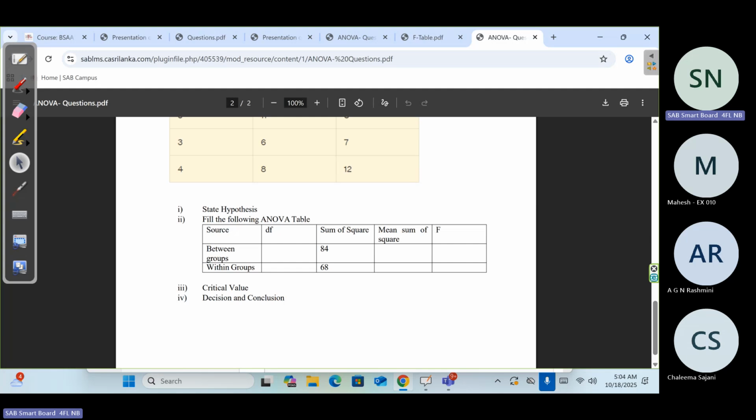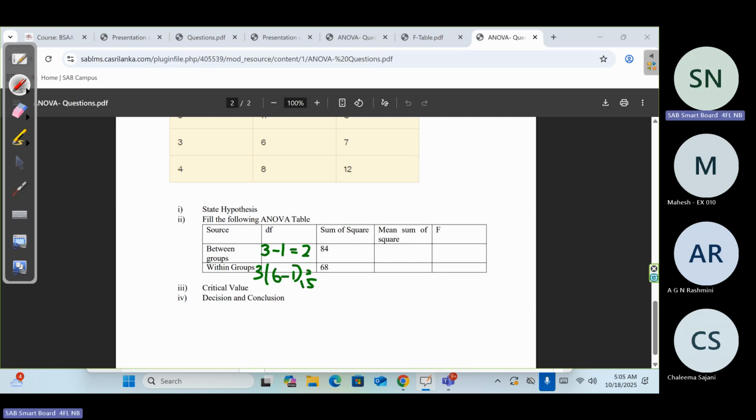Then here three groups are there, no? H naught is mu1 equal mu2 equal mu3. H1, at least one mean is different from the others. Then next one is the ANOVA table. What is the value in here? 3 minus 1 equal 2. Okay. Then the other one is 3 into 6 minus 1 equal 15.